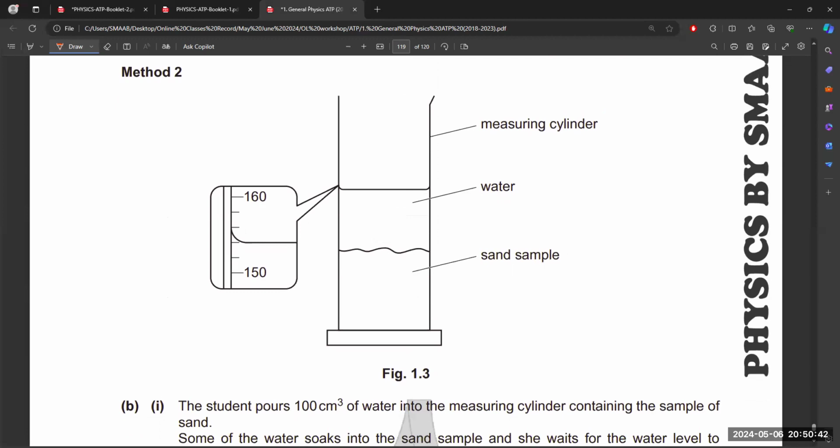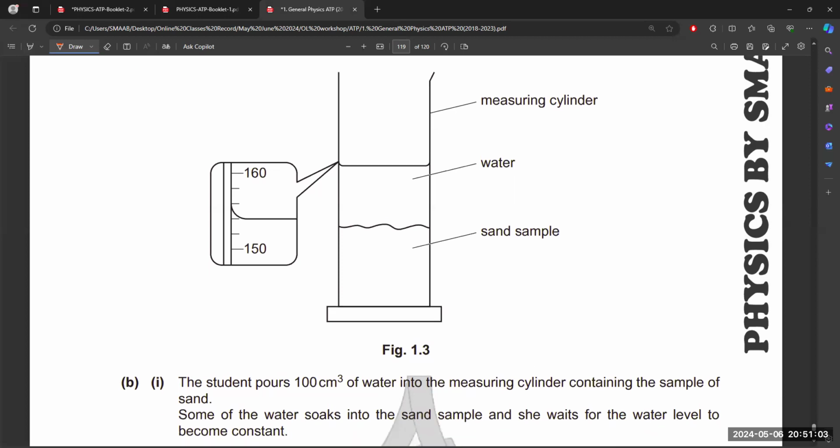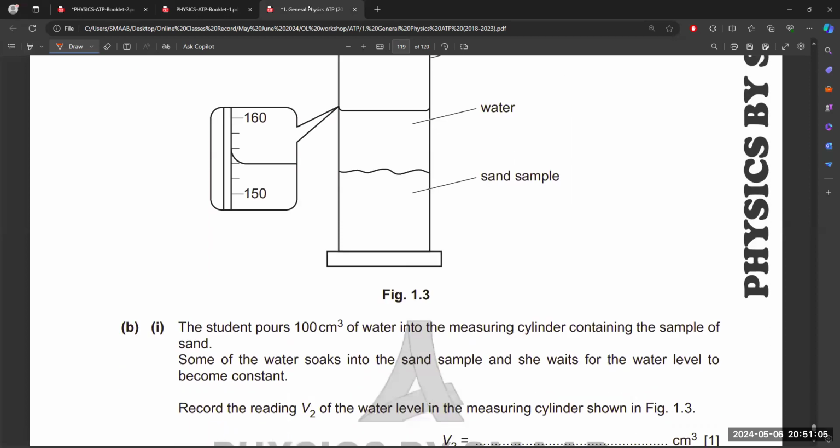Now, a magnified image of this measuring cylinder is given, but this time we have sand sample plus water, right? And in the magnified image, you can see the level of the water is given. In chemistry also, you studied about upper meniscus, lower meniscus, right? So we have to record the reading from the upper meniscus definitely. And let's see what they are asking about.